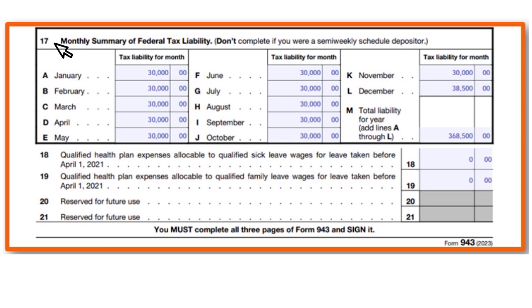Line M, as you can see on the screen, and we had no qualified health plan expenses and expenses allocable to qualified sick leave wages, and so lines 18 and 19 we left blank.